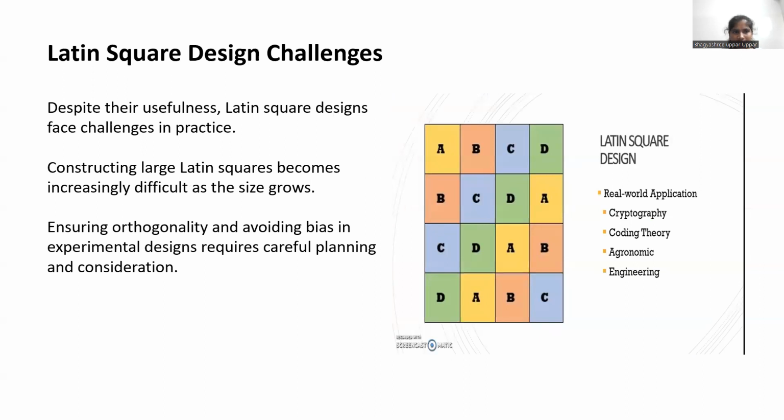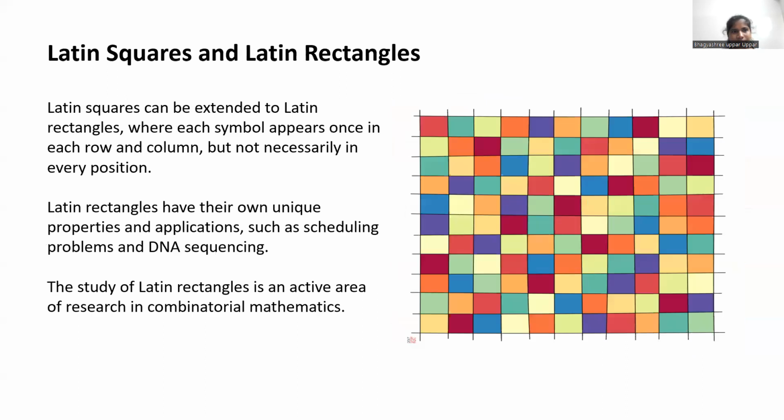Latin square design challenges. Despite their usefulness, Latin square designs face challenges in practice. Constructing large Latin squares becomes increasingly difficult as the size grows. Ensuring orthogonality and avoiding bias in experimental designs requires careful planning and consideration.